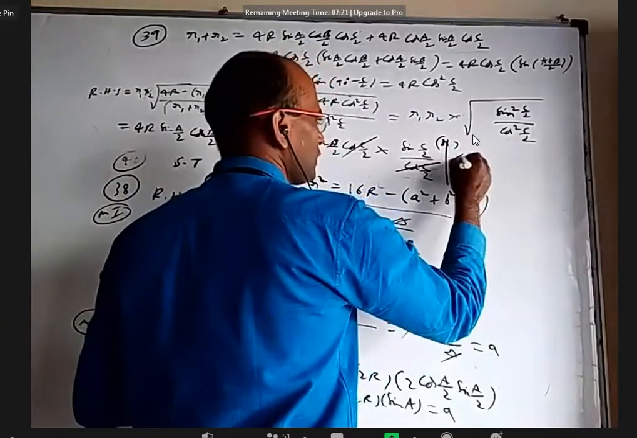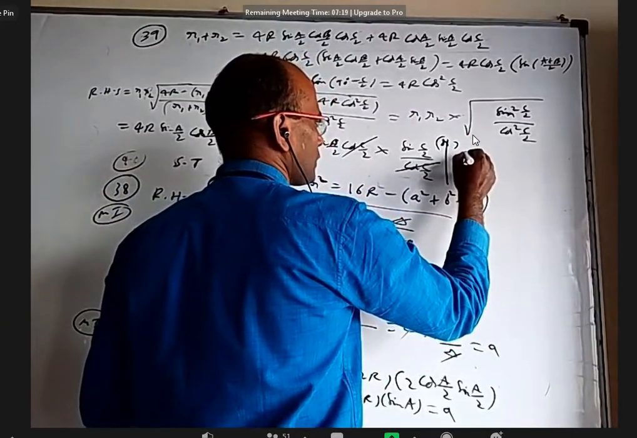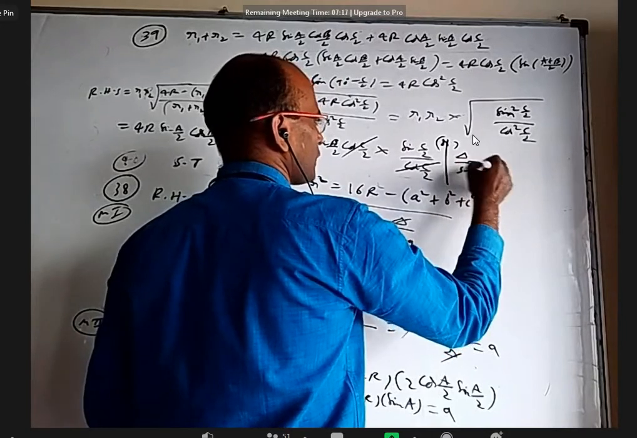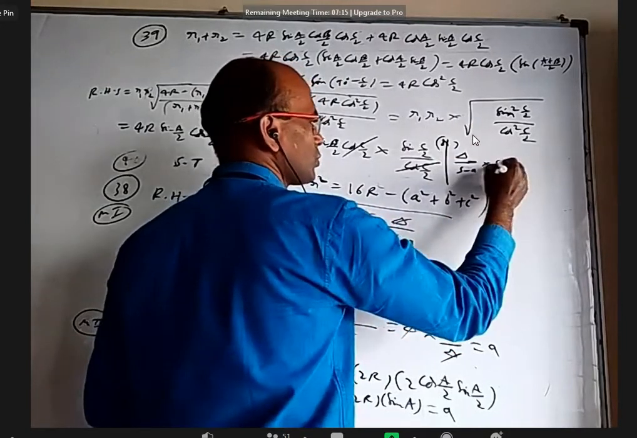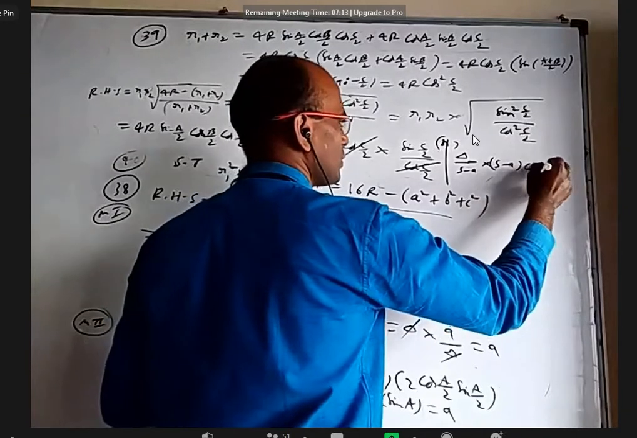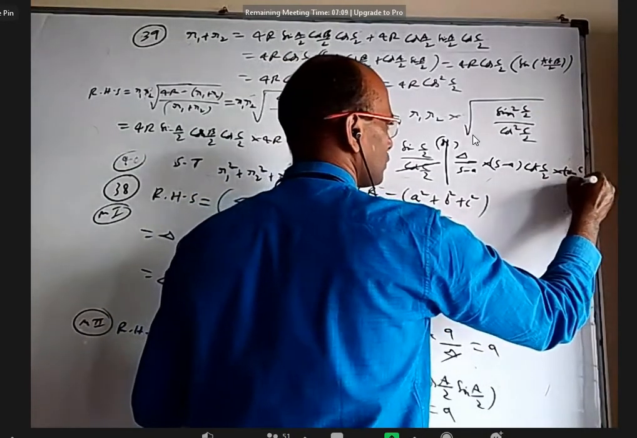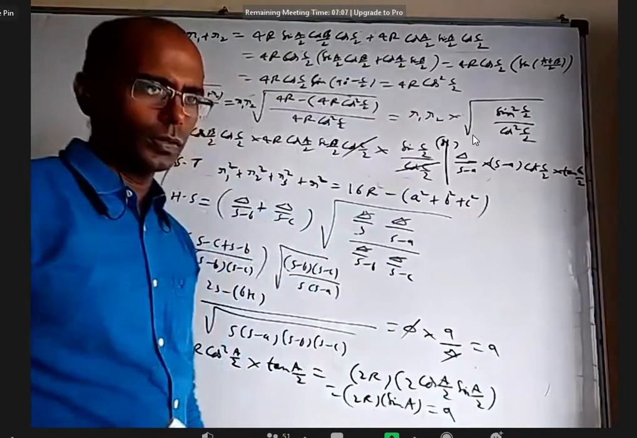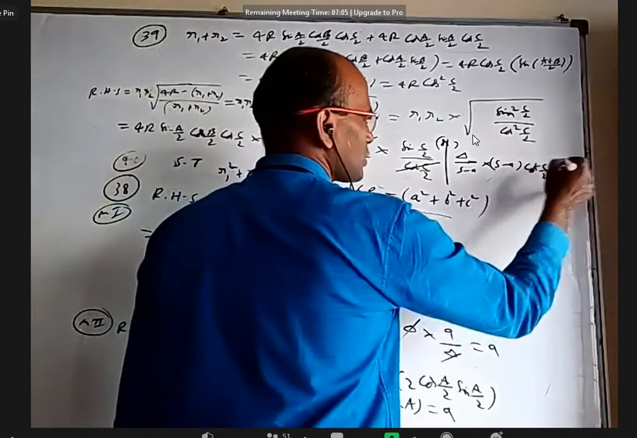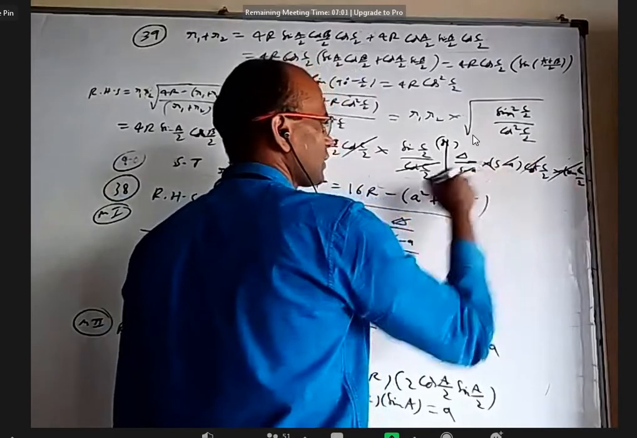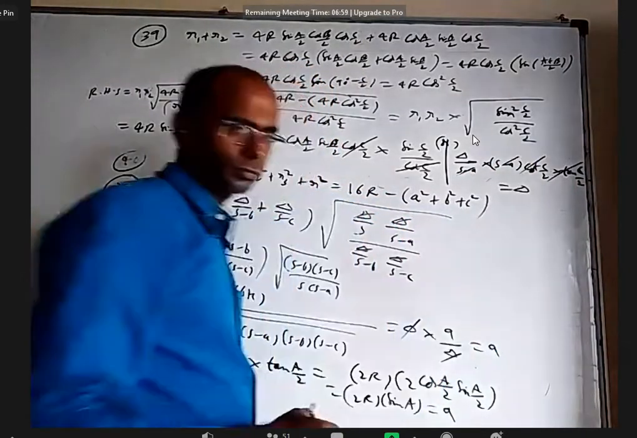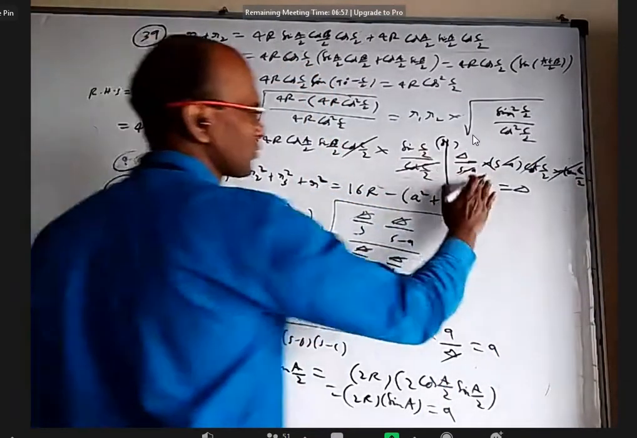R1 I can write as delta by S minus A. One of the formulas for R2 is S minus A cot C by 2. And this is tan C by 2. Tan C by 2 and cot C by 2 will cancel. S minus A will cancel. We'll get delta. Of course, you have to remember these formulas carefully.